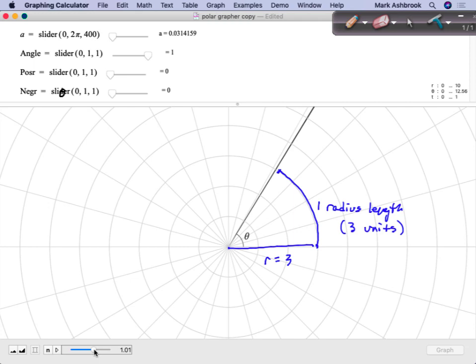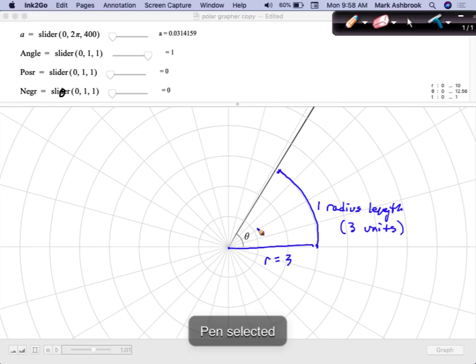Do you see how the radius length will define an angle from my starting ray here, straight to the right, and where that radius length ends? Make a ray from the pole through the end of that arc. That angle is 1 radian. That's 1 radian because it cuts off an arc that is 1 radius length.